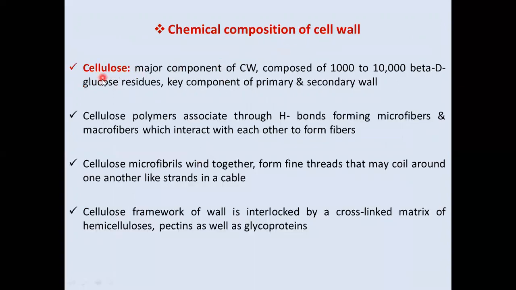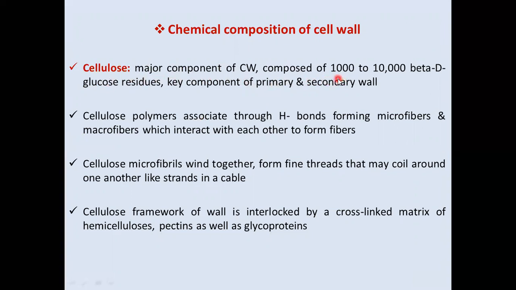Chemical composition of cell wall. The cell wall contains different types of organic compounds, so we will discuss it in detail. First one is cellulose. Cellulose is a major component of cell wall.